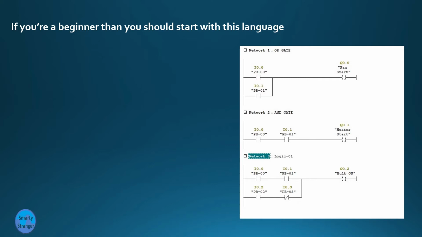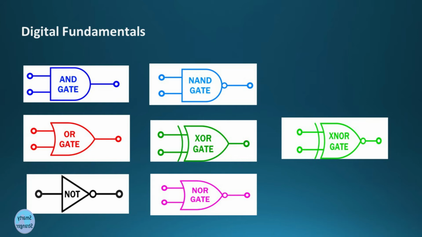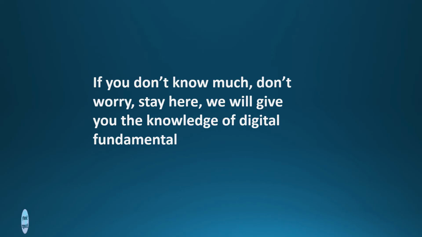Ladder diagram is built in the form of horizontal rungs with two vertical rails that represent the electrical connection in relay logic schematics. The rungs allow the programmer to watch, debug, and troubleshoot the logic. Ladder diagram is read from left to right and top to bottom. If the conditions of all of the contacts on the left are true, the output coil is energized. If you know the basic concept of digital fundamentals, then it is very easy to learn. If you don't know much, don't worry, stay here, we will give you the knowledge of digital fundamentals.